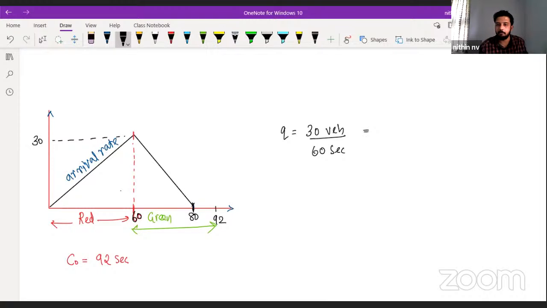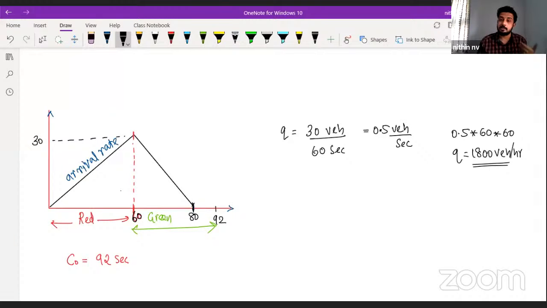Yes, thank you. 0.5 vehicles per second. How can I convert this into vehicles per hour? In 1 second, 0.5 vehicles, so in 1 minute multiply by 60, 1 minute again 60, so it will become 3600. So 1800 vehicles per hour. And if they are asking what is the normal flow, we can do it like this. Clear, everyone?